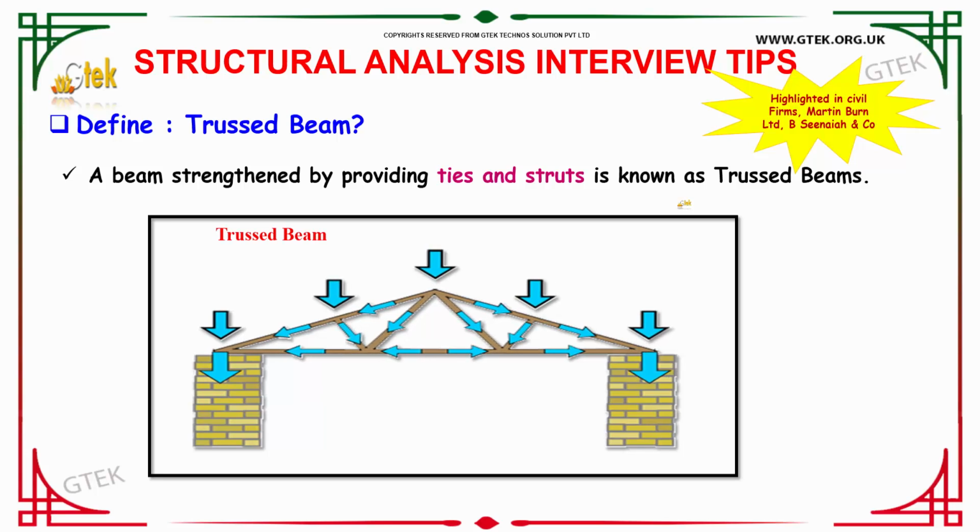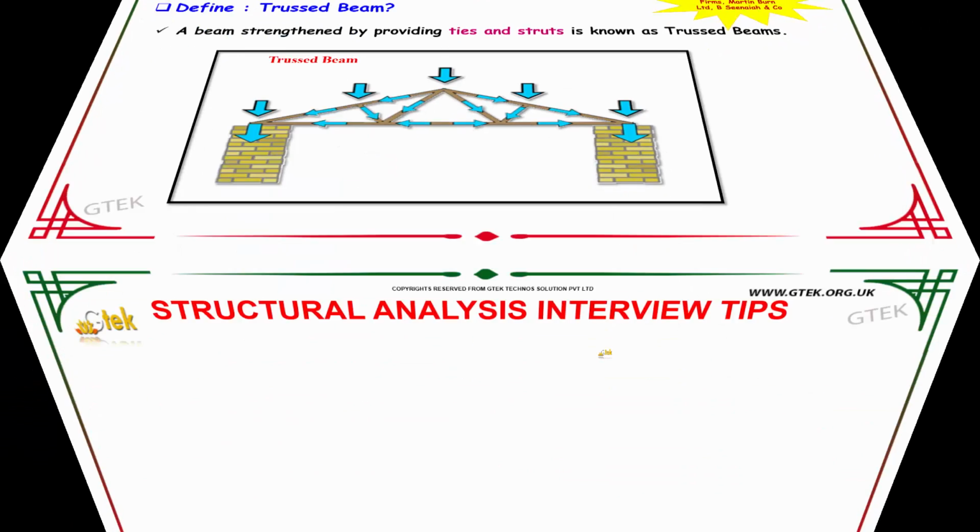Our next question is, define trussed beam. Trussed beam is nothing but a beam that is strengthened by providing ties and struts. So by using ties and struts, if a beam is built, then it is known as trussed beam.